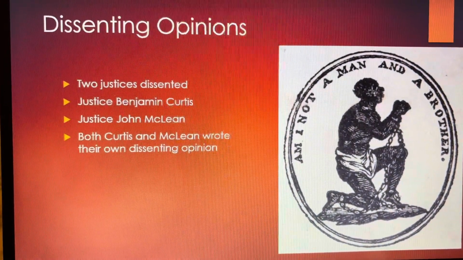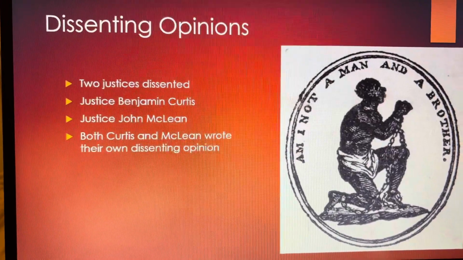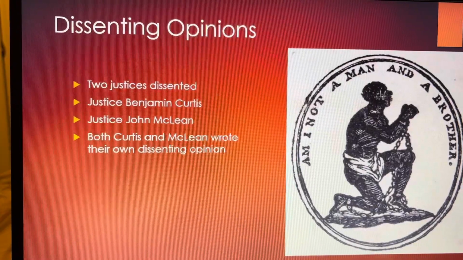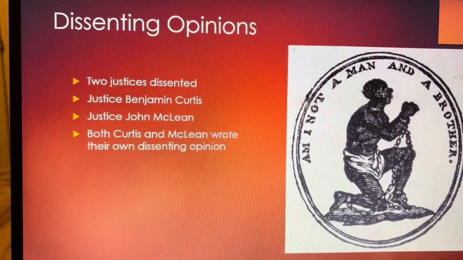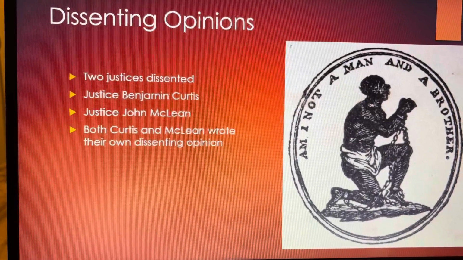Dissenting opinions. 2 justices dissented: Justice Benjamin Curtis and Justice John McLean. Both Curtis and McLean wrote their own dissents.